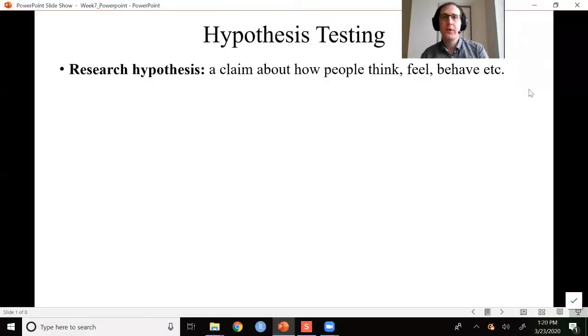Right, so if you want to test a hypothesis, the first thing that you're going to want to do is specify a research hypothesis. A research hypothesis is a claim that you as a researcher make about what you expect will happen in a given situation, or how you think that variables are related to each other. And so it is a claim about how you believe that people think, or that they feel, or that they'll behave in a given situation.